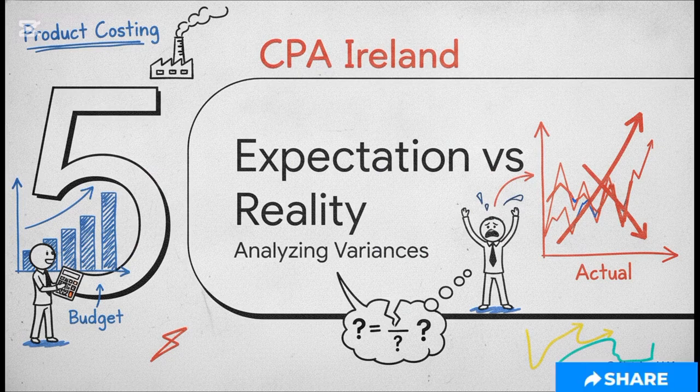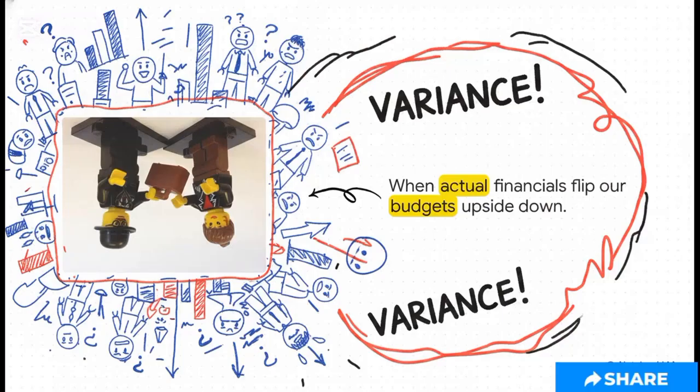All right, Section 5, Variances, Expectation versus Reality. So, what happens when real life steps in and completely ruins our perfect whiteboard math? Total chaos, that's what. This is where variances come into play. Variances basically measure the gap between the results a business rigorously plans for and the messy results they actually get at the end of the month.